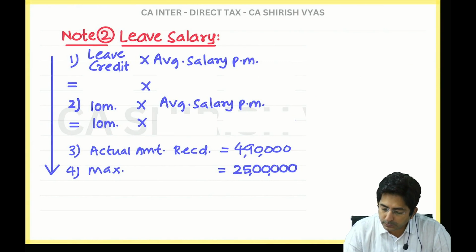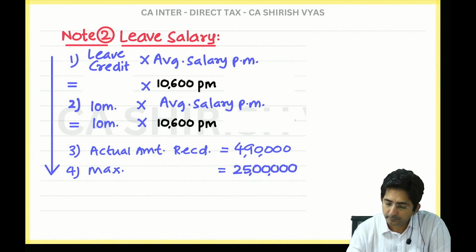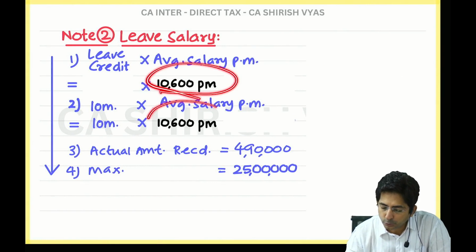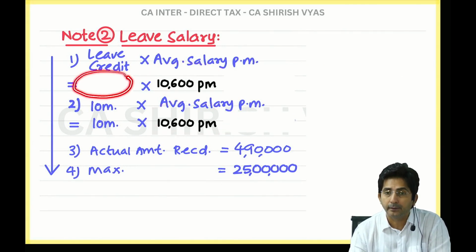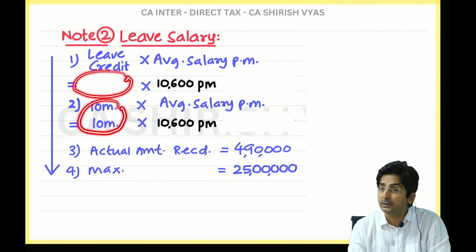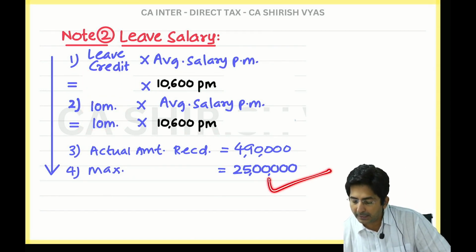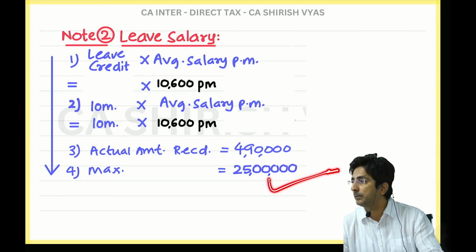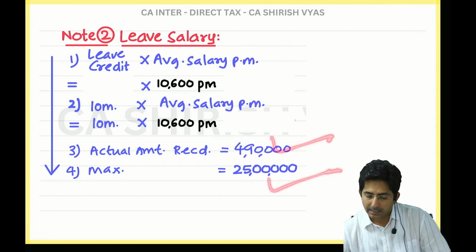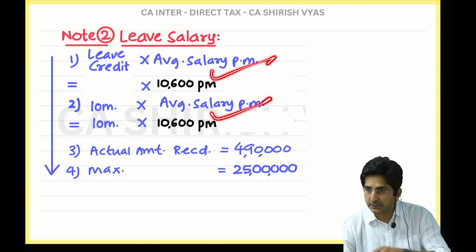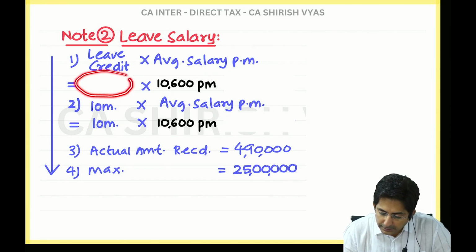So tell me where to substitute this. Look, I have written here. I explained these two amounts. Now I have to explain what is leave credit and what is the logic of these 10 months. Check this much: 25 lakhs you understood, it is a fixed amount. 4,90,000 is given in the question. Average salary, how to calculate, I just now explained. Now tell me, can you guess what is leave credit?